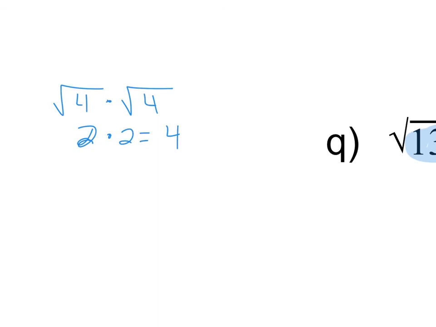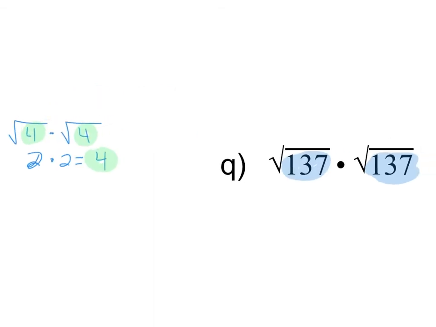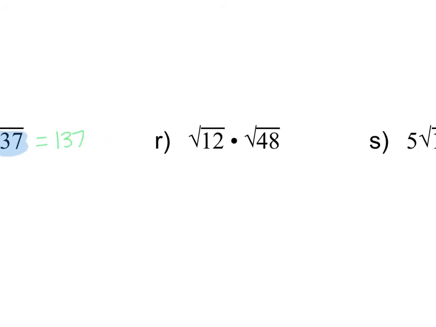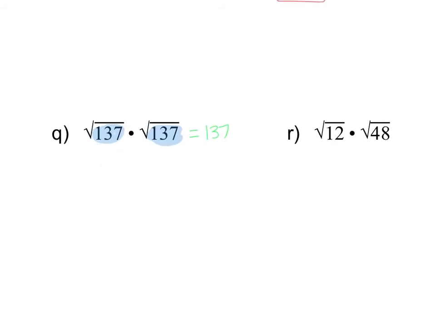4. So what do you notice? It is going to be what's under the square root. Whenever you multiply it by itself, it's going to be whatever's under the square root. So what would this one be? Well, this would just be 137. Okay, not too bad. That comes back later.